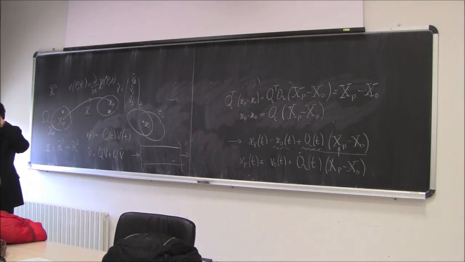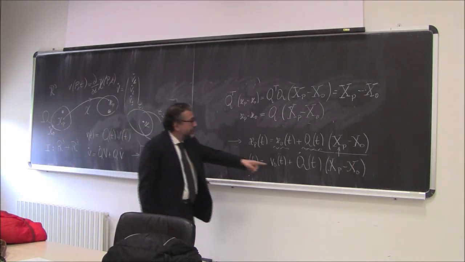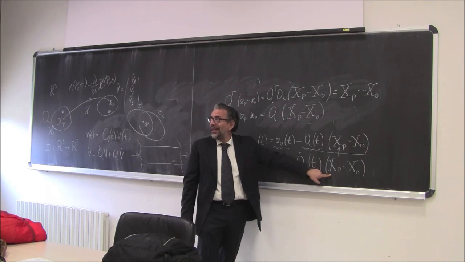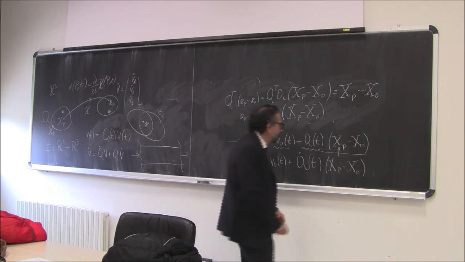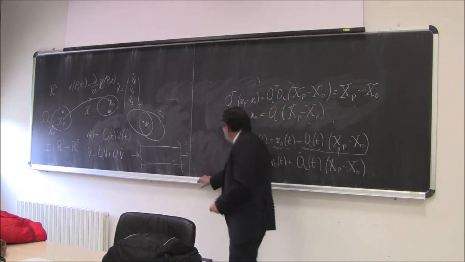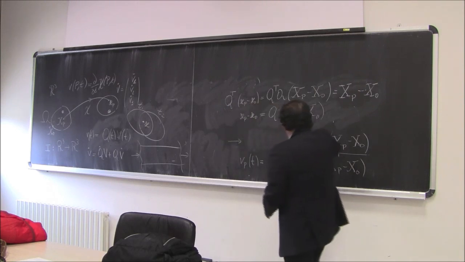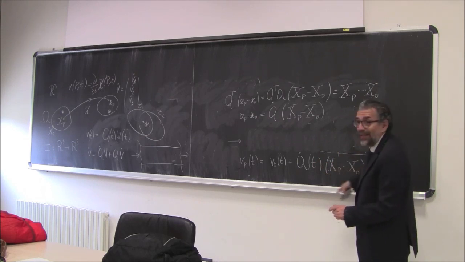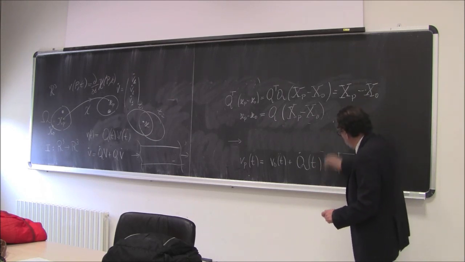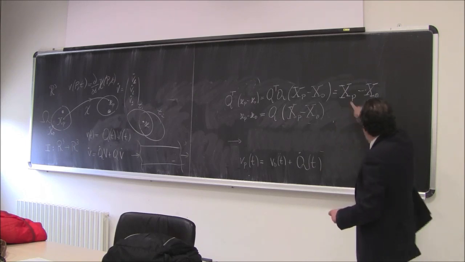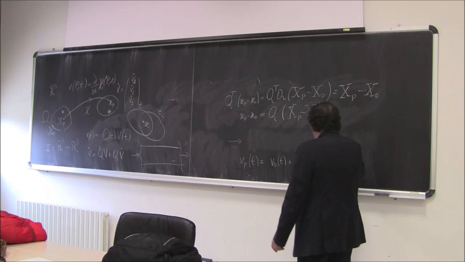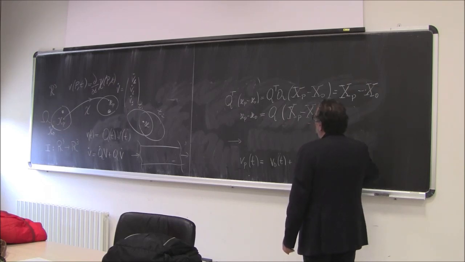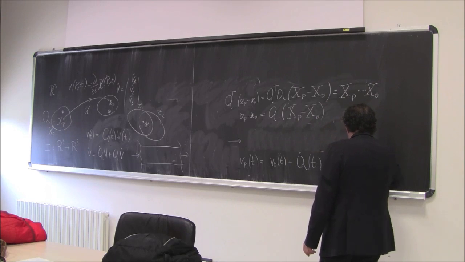But we have an aim. Why am I doing these calculations? I want to get rid of these Lagrangian coordinates. So please copy the equation another time. I am erasing this formula here, and instead of capital X_P minus X_0, I place Q transpose of t times x_P minus x_0.